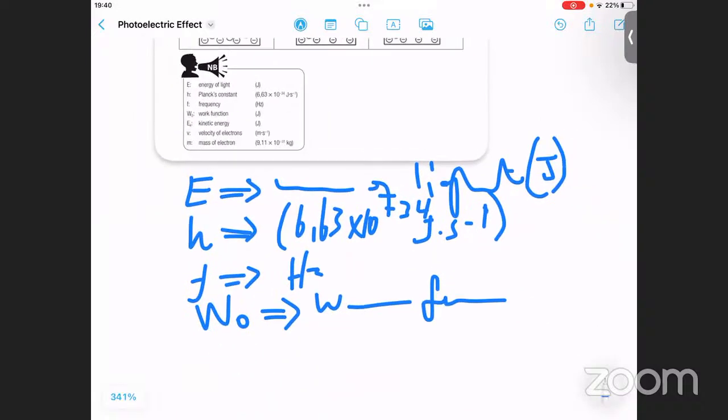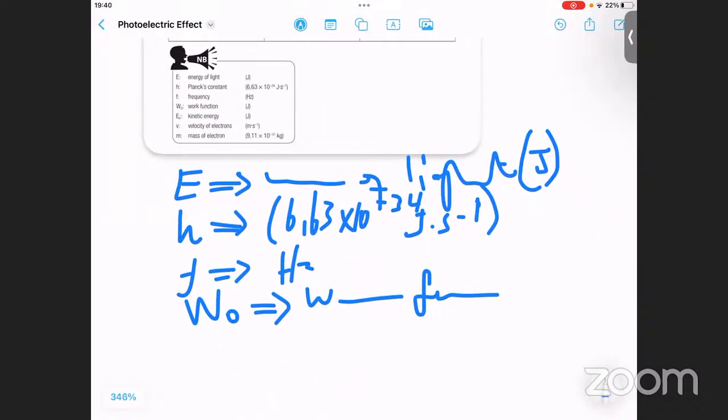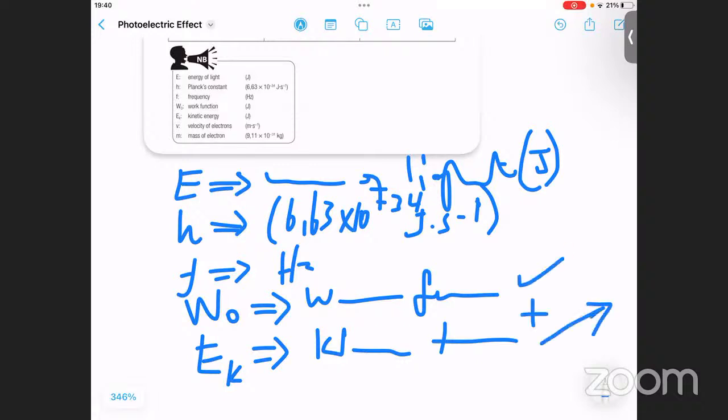The work function is that minimum energy that is needed in order to emit the photoelectrons from the metal. That minimum energy, never forget that one. Obviously, that kinetic energy is that extra energy that is needed to move those photoelectrons. So that means you must have that one plus an extra in order to move those photoelectrons.